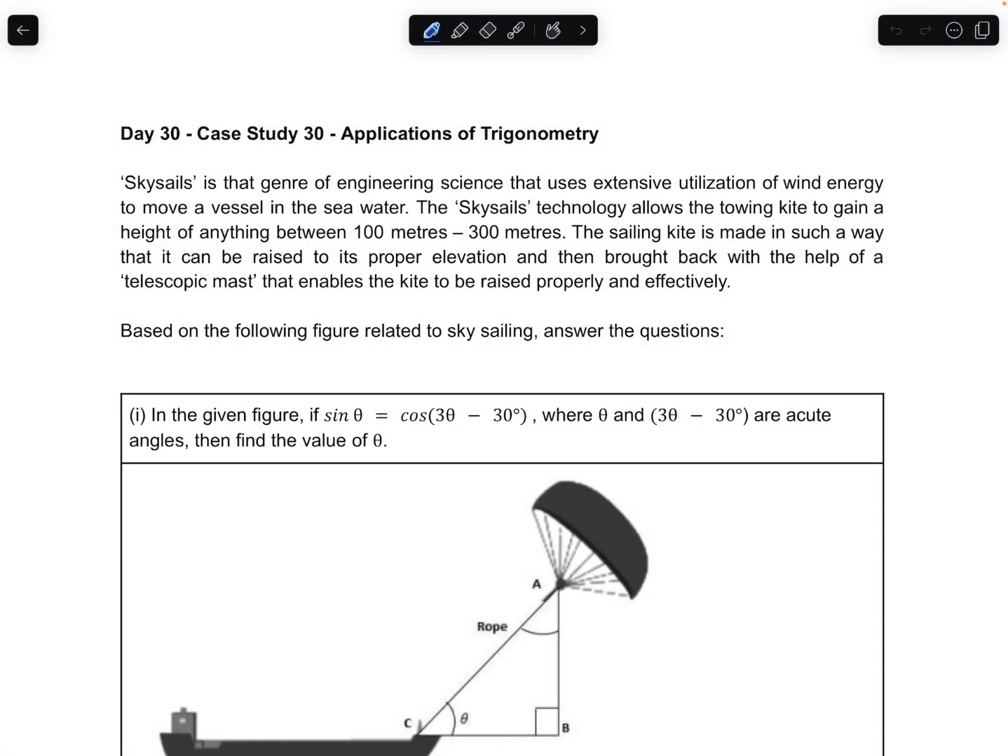The question goes like this. Skysails is a genre of engineering science that uses extensive utilization of wind energy to move a vessel in the seawater. The Skysails technology allows the towing kite to gain a height of anything between 100 meters to 300 meters. The sailing kite is made in such a way that it can be raised to its proper elevation and then brought back with the help of a telescopic mast that enables the kite to be raised properly and effectively. Based on the following figure related to sky sailing, answer the questions.